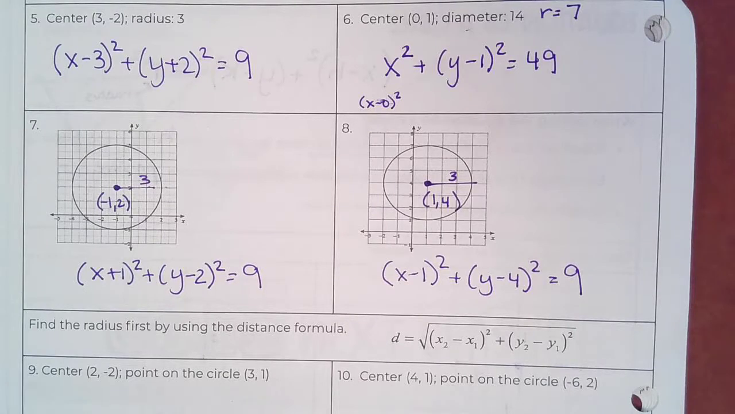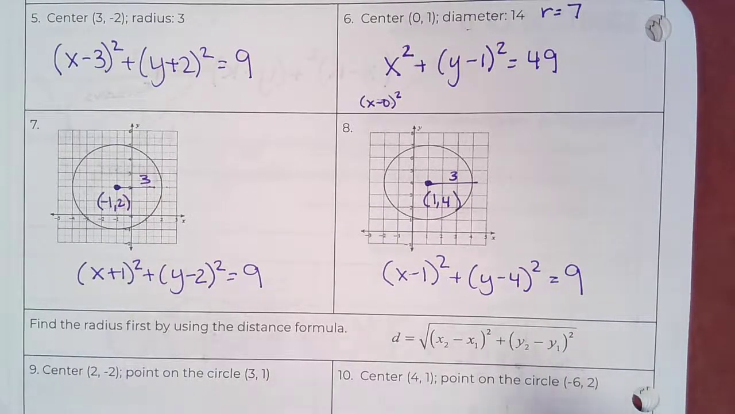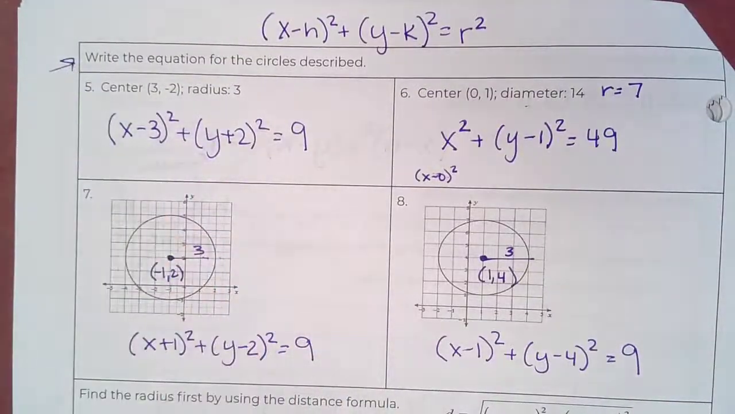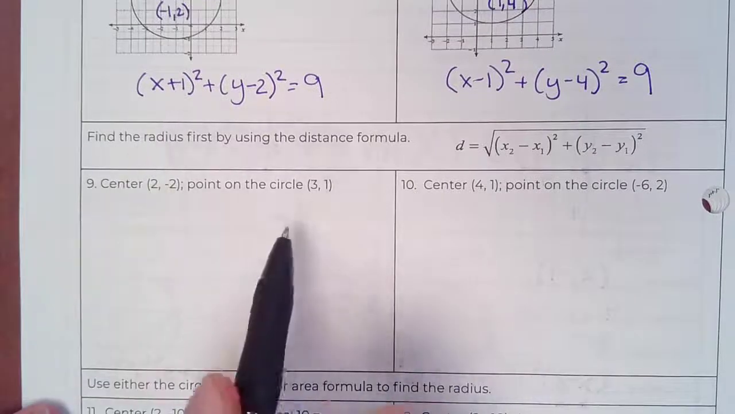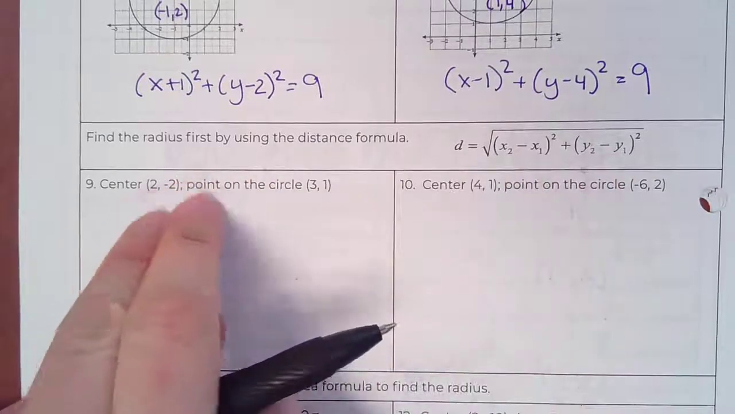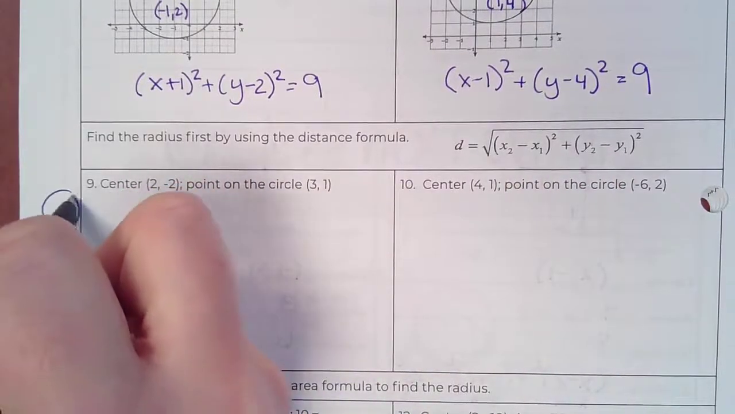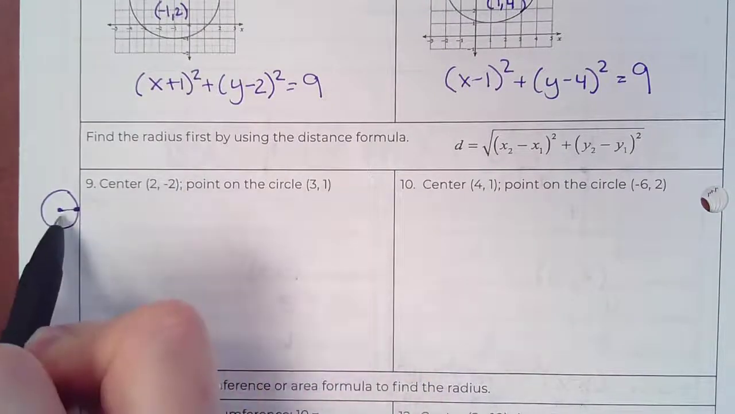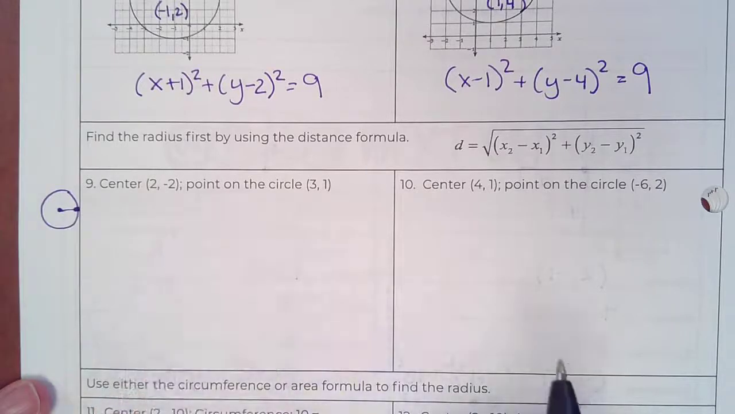All right, so now we want to find the radius by using the distance formula, then write the equation of the circle. So we still have the same job here, write the equation. Remember, in order to find the distance between 2 points, we can use the distance formula. In this situation, we are being given the center, and we're being given a point on the circle. So if I find the distance between the two, that would be my radius.